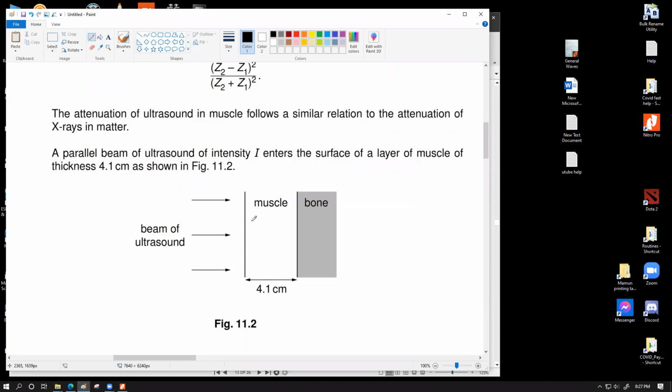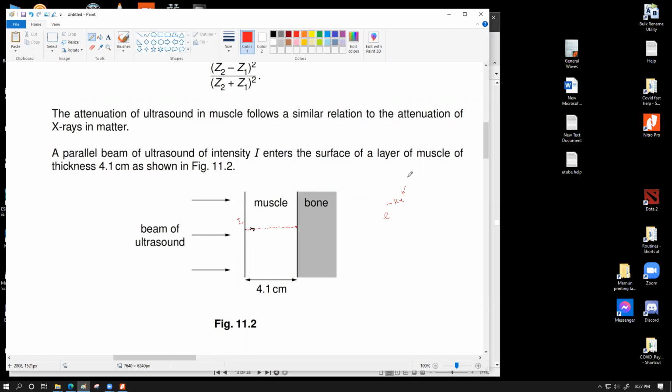Have a look. The entering intensity is I, let's say it is I naught. This amount of ultrasound is going to travel through a muscle thickness of 4.1 centimeter. So in this process of traveling, whenever this ultrasound wave reaches the bone boundary, it will not be as strong as I naught. Because of the thickness, there will be some reduction. We can calculate that reduction value by e to the power minus kx. So this is the first reduction factor.